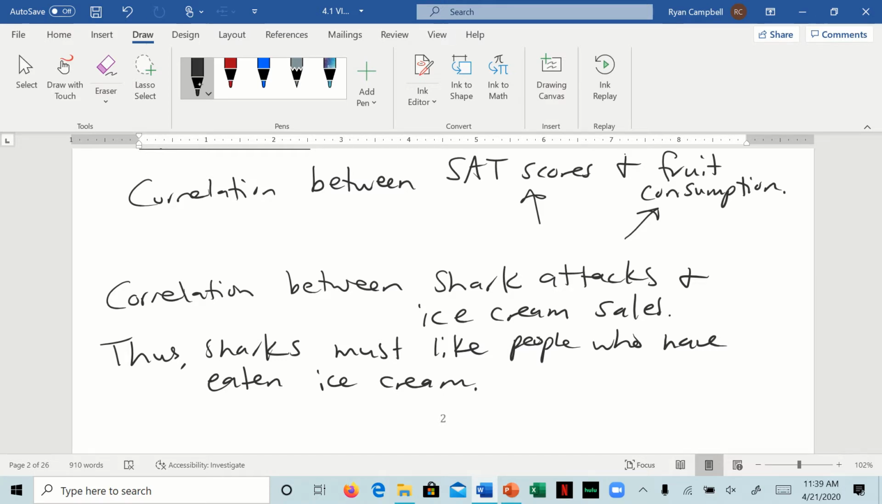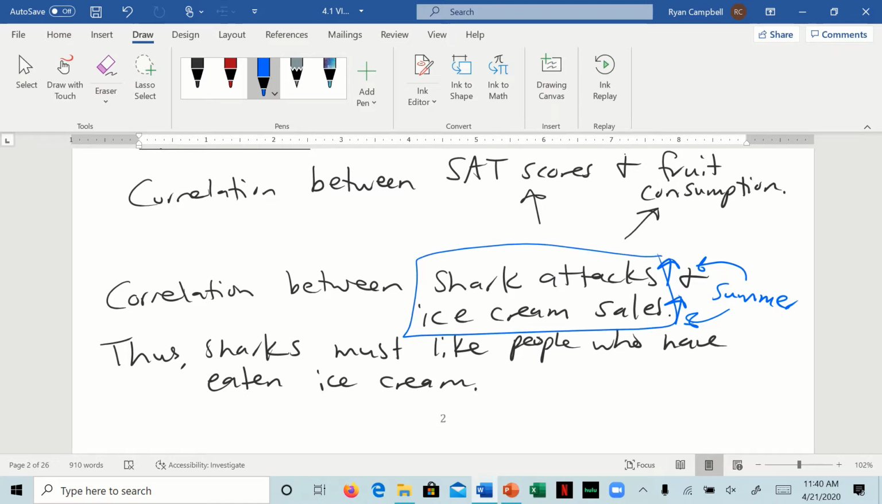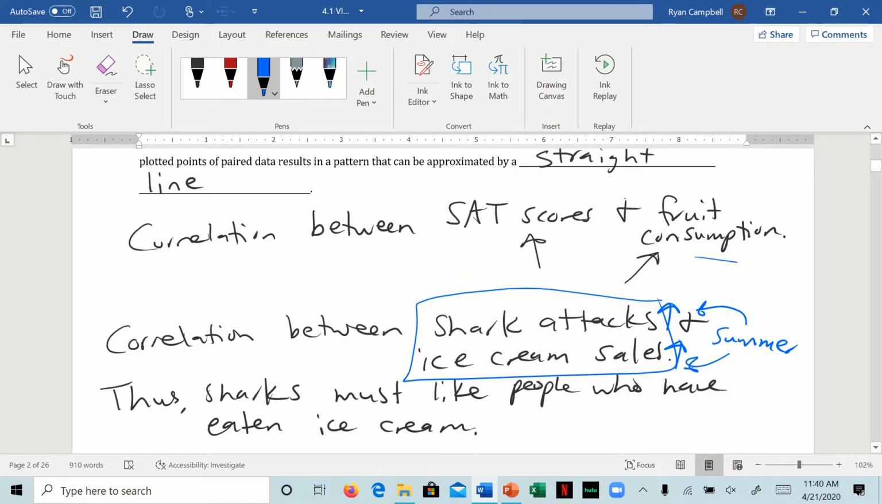Of course not. Just because there's a relationship between shark attacks and ice cream sales, there could be a number of different reasons why that could be the case. If shark attacks are increasing and ice cream sales are increasing at the exact same time, it could just be that it's summer. In summer, it's hotter out, so people are more likely to buy ice cream and more likely to get a shark attack because there's more people in the ocean. So just because there's an association, a relationship between two different things does not mean that one causes the other. Doesn't mean fruit causes SAT scores to go higher. There's just a relationship between the two. You'd have to do way further research to have that cause and effect.